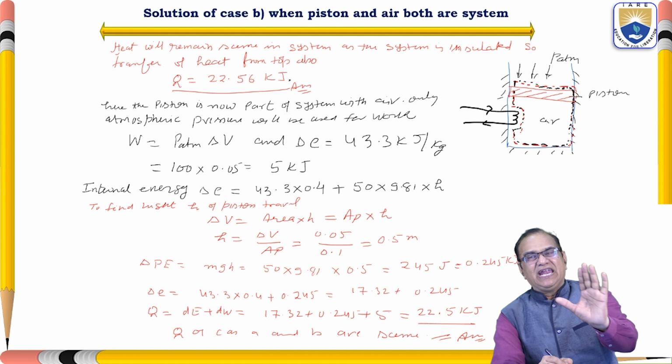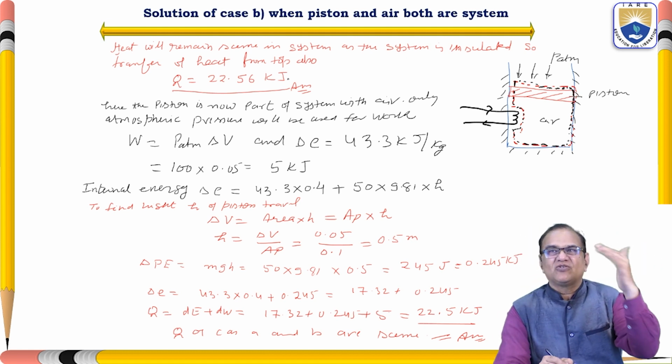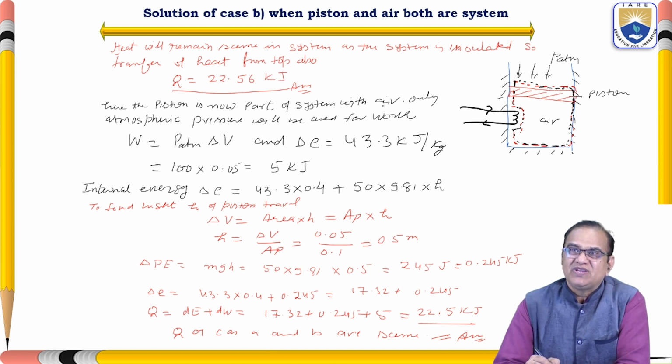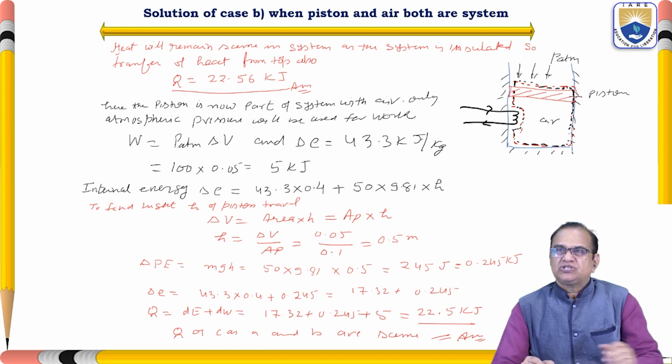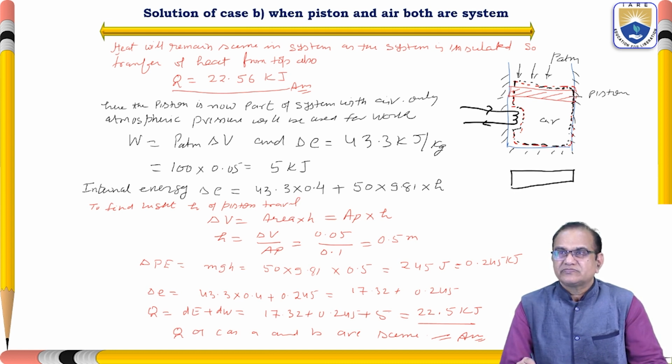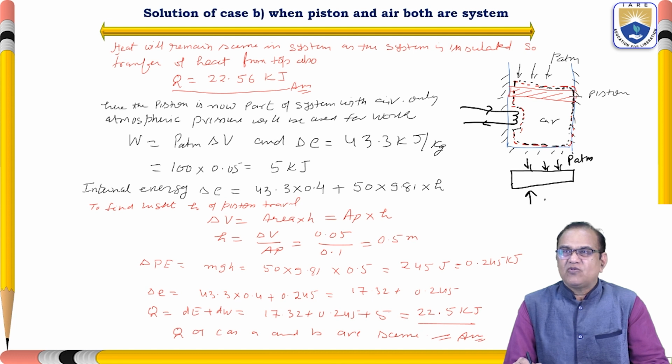There will not be any difference whatsoever because it is an insulated system. Here the piston is now part of the system with air, so only atmospheric pressure will be used for the work. If we look at the net free body diagram here, only P atmosphere acts, and this is equal to the P air.